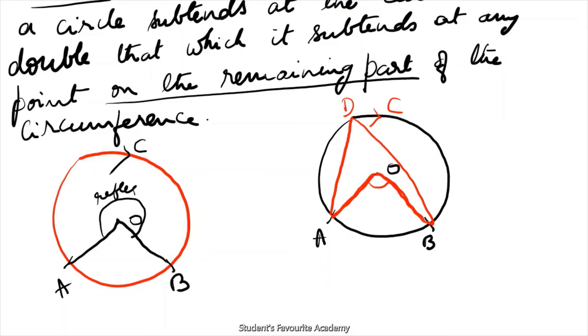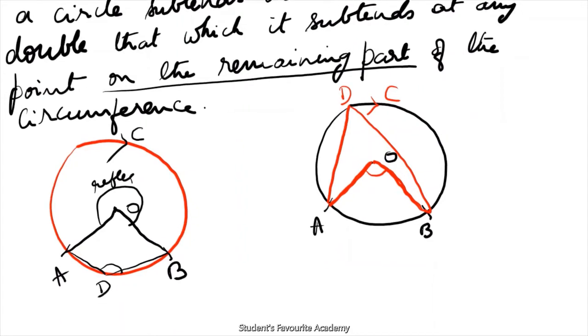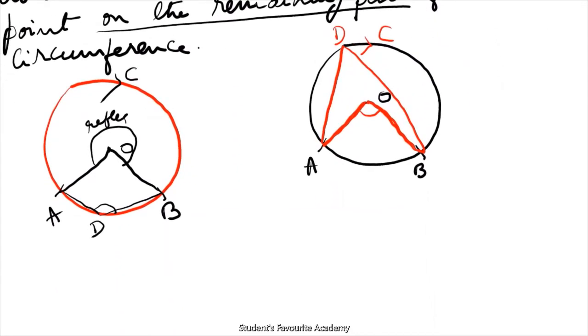Now, this reflex angle will be double the angle made by the major arc ACB in the remaining part. Now, for this major arc, the remaining part is the arc AB. In this part, if it makes an angle, say ADB, then reflex angle AOB will be double the angle ADB. Understood? So in this case, angle AOB is double the angle ADB.